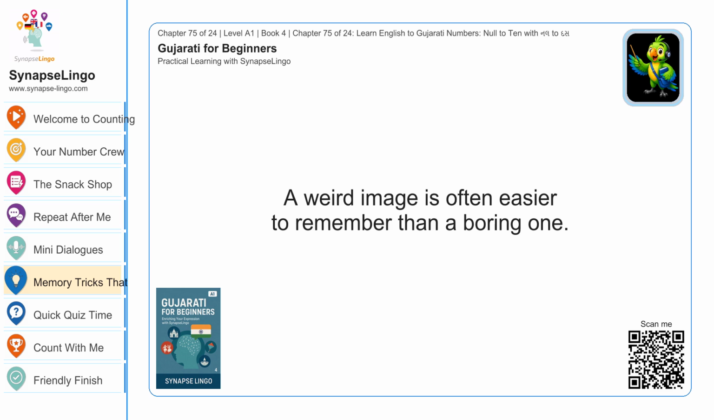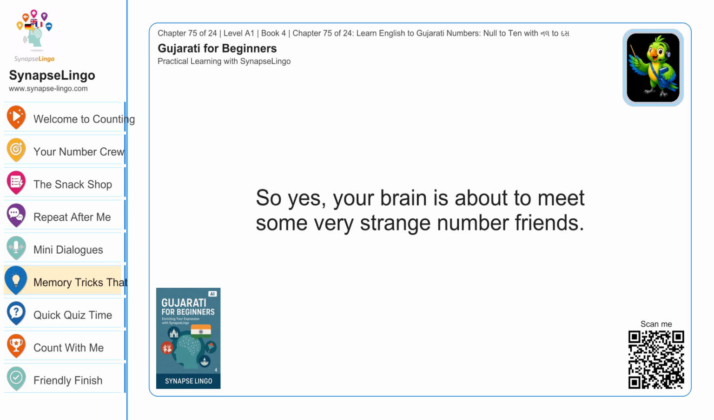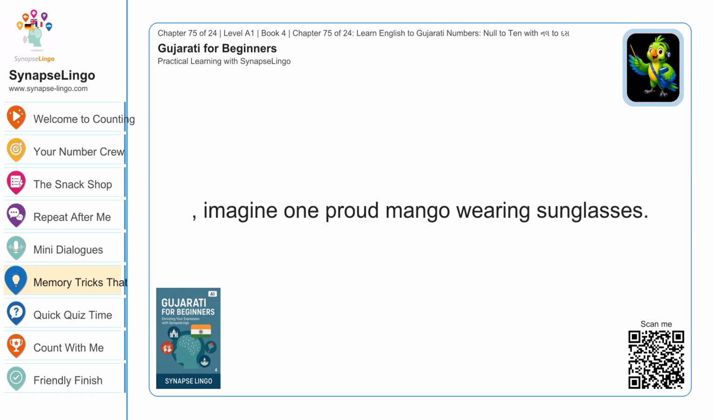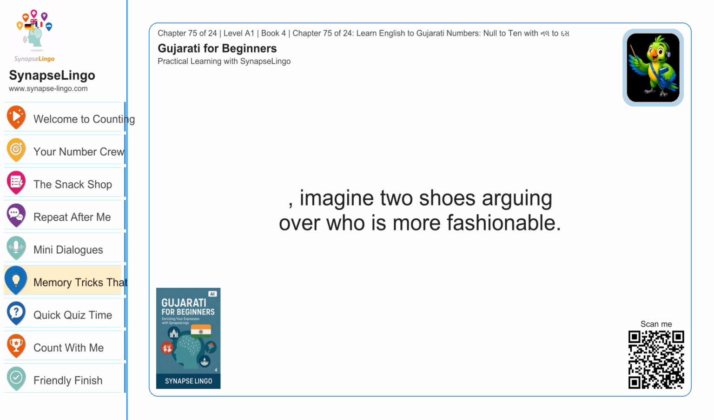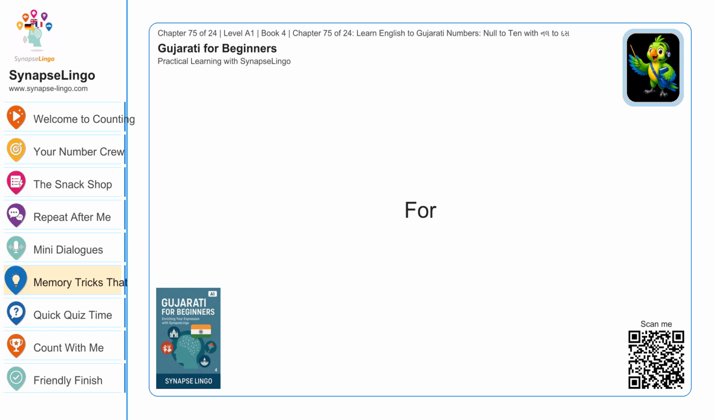Memory tricks that behave weirdly. A weird image is often easier to remember than a boring one. So yes, your brain is about to meet some very strange number friends. 1: Imagine one proud mango wearing sunglasses. 2: Imagine two shoes arguing over who is more fashionable. 3: Imagine 3 fish tacos on a throne.